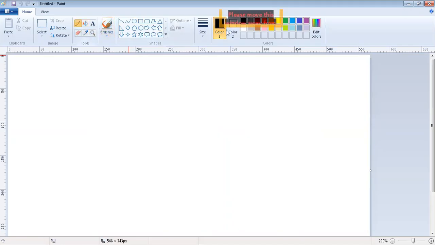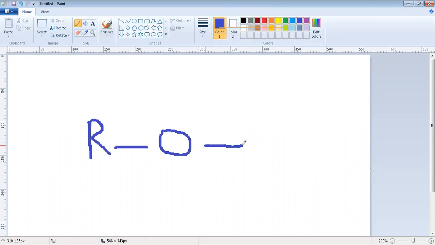Look, I have R, oxygen, R. Okay, students, this is an ether. I want to prepare this ether. Firstly, you have to think. You have to make this ether two-part.